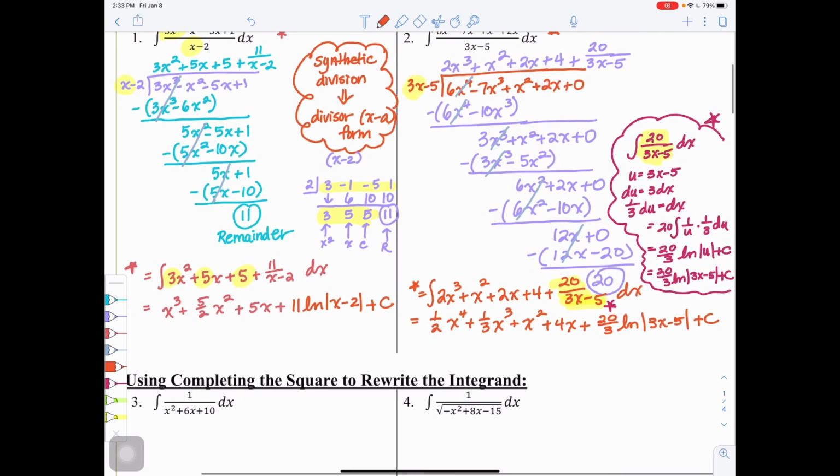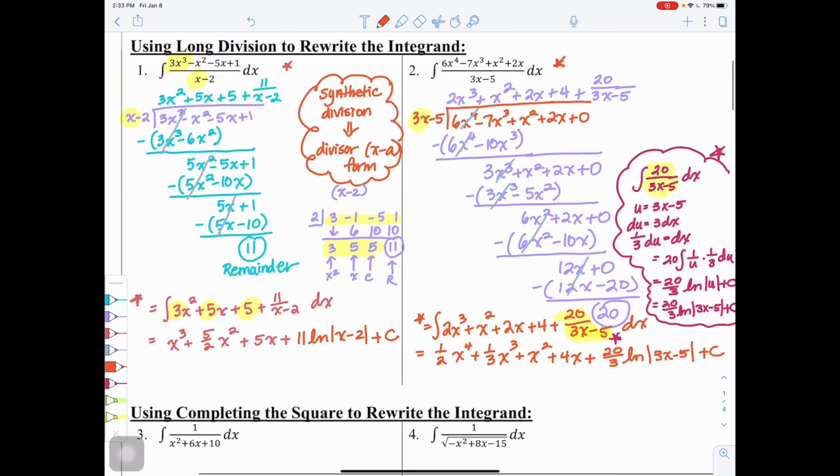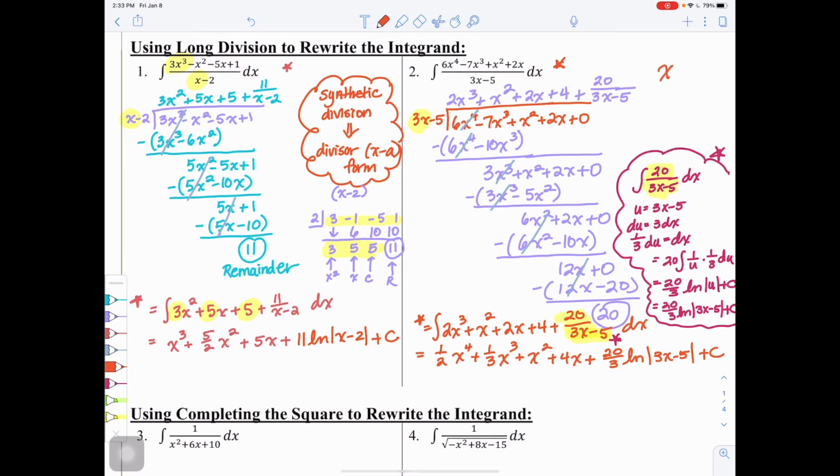Okay, now you actually could use synthetic division if you factored out a 3 and then brought those terms back in later if you divided 3x minus 5 by 3. But I'll just leave that with long division there instead of attempting to get an x minus a form for the divisor. So I would just use long division there.